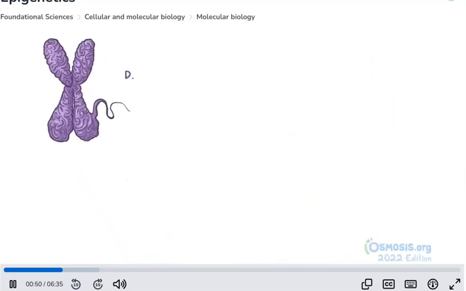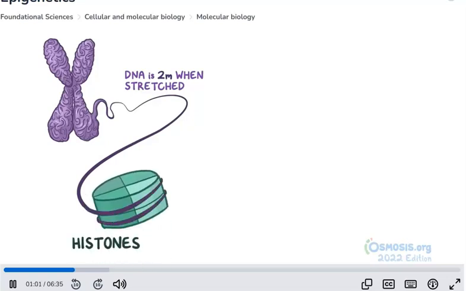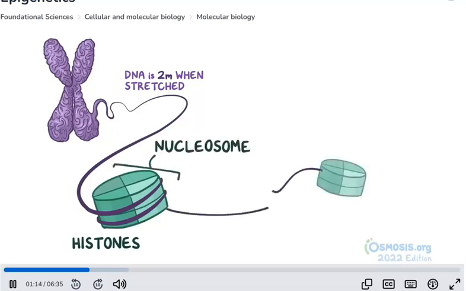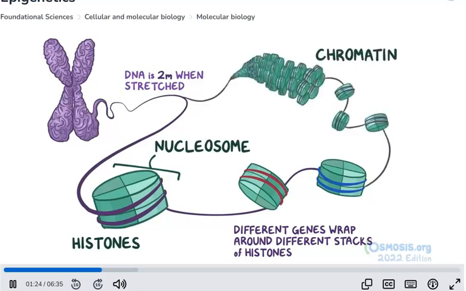Now, it turns out that DNA is a very long molecule, over 2 meters when it's fully stretched. So to save space, DNA is wrapped around special proteins called histones. Now, histones actually come in groups of 8, 4 stacks of 2, kind of like poker chips. And the DNA molecule wraps around each group of 8 histones twice, forming a nucleosome. Different sections of DNA, meaning different genes, wrap around different stacks of histones. Finally, the nucleosomes are packed together even more tightly, resulting in chromatin, which looks like threads of cotton candy within the nucleus.